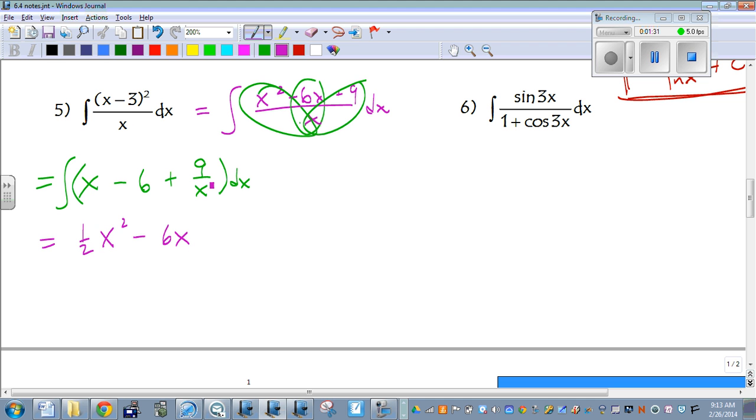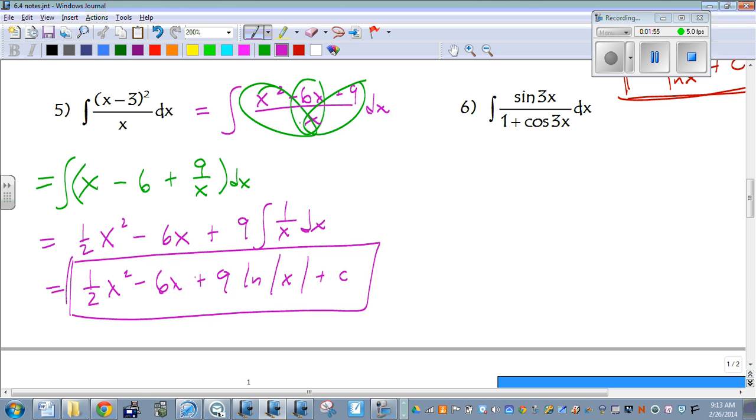Now this last one, I'm going to put the 9 out in front, and still have the antiderivative of 1 over x dx. Right, so you may be able to see it a little bit better now when we take that constant out. We just end up with 1 over x dx, so we know the antiderivative of that now. And that's just going to be natural log of absolute value of x. We need to remember to put the plus c at the end of the whole thing.